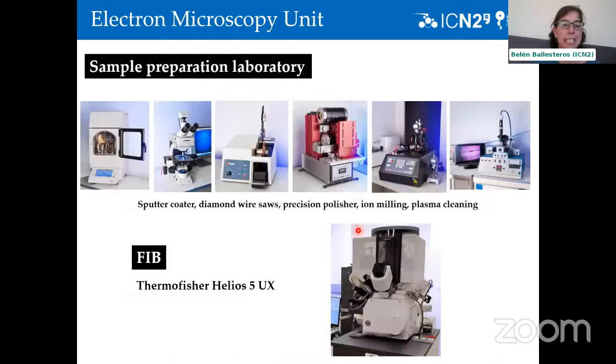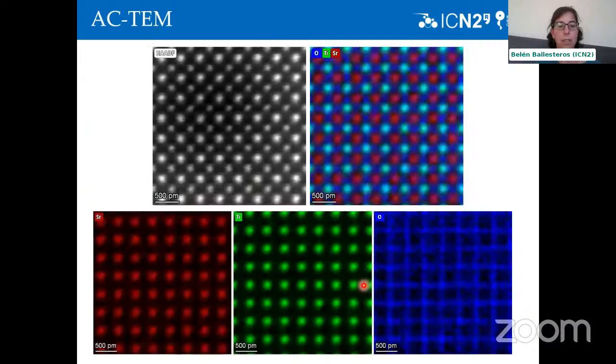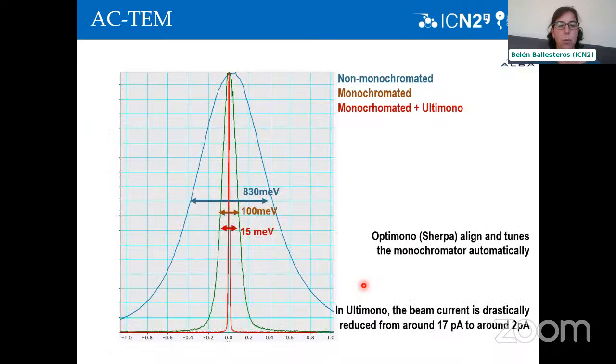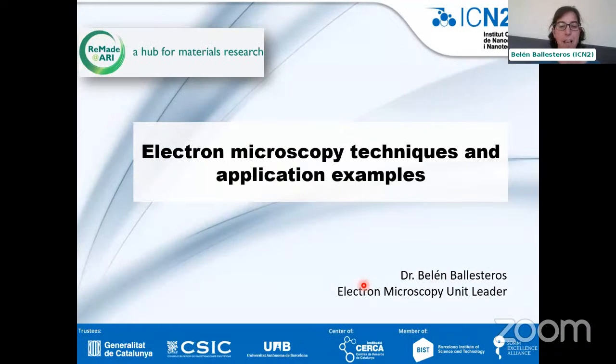And last but not least, as I said before, sample preparation is very important. So we have a sample preparation lab with all this equipment that allows you to prepare samples to use both in the SEM or in the TEM. And recently, with the partnership, the consortia that we bought the Spectra microscope, we also acquired a FIB to prepare lamellas for TEM.